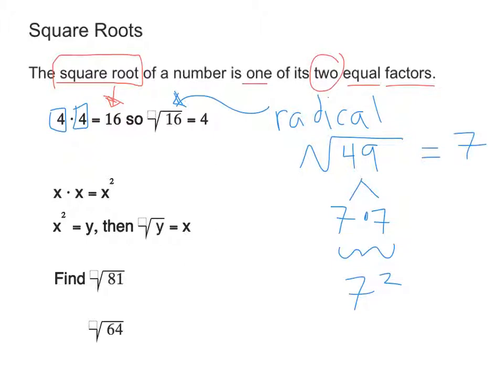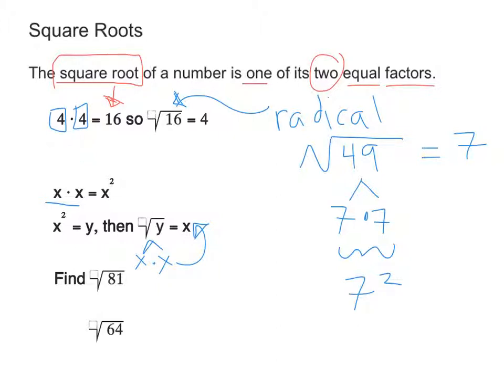In the same way, if you take a look at x times x, that is equal to x squared. So if I told you that x squared was equal to y, then the square root of y, which remember is x times x, would be equal to x. One of those 2 equal factors.